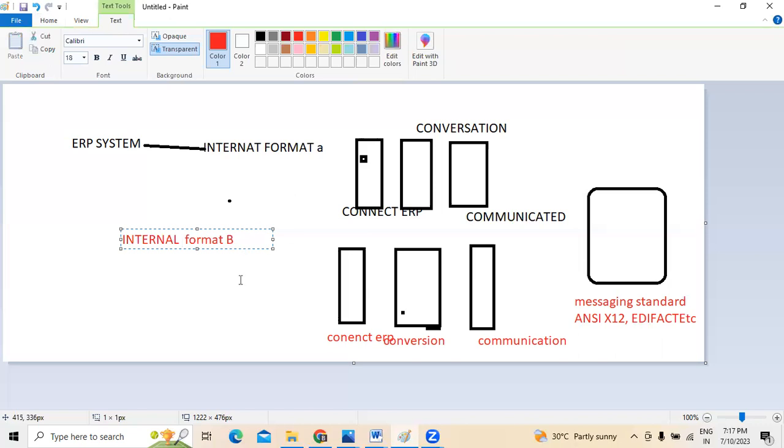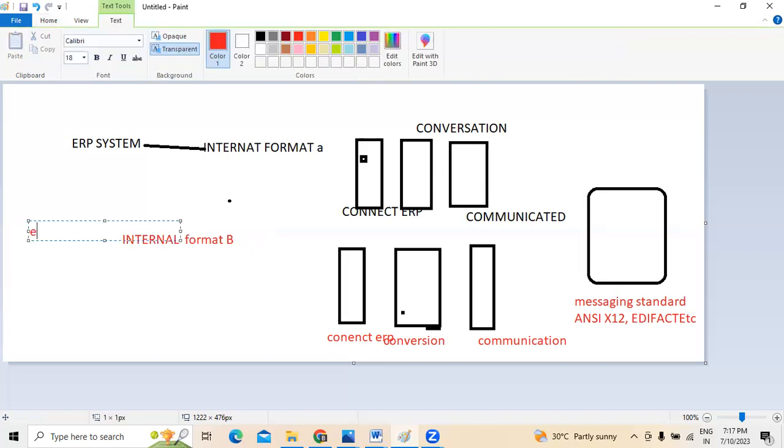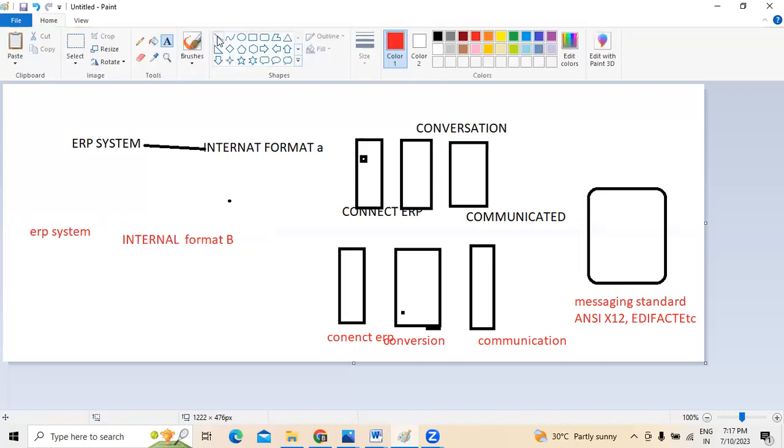Internal format B, which we normally use. Through this internal format, this will be sent back to the ERP system of the payer.